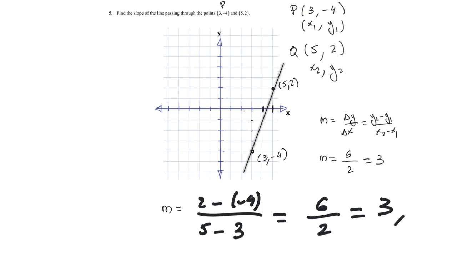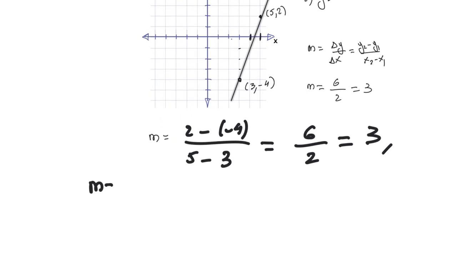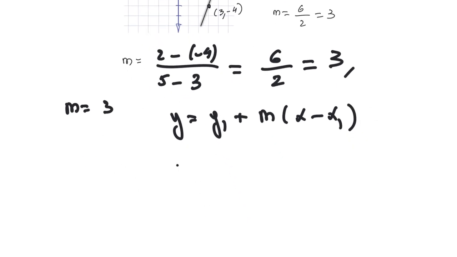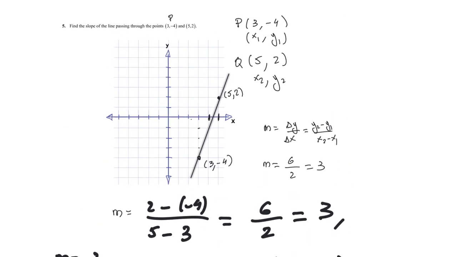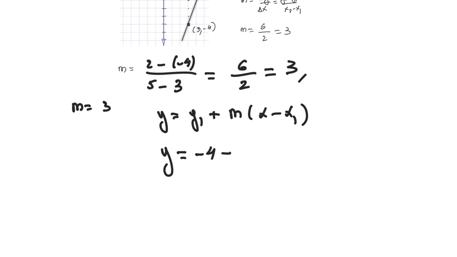Can you find the rectilinear line that passes through these two points? Well, now we have the slope. The slope is m equals 3. What is the line that passes through this point? It's y equals y1 plus m multiplied by x minus x1. y1 is minus 4, so minus 4 plus m.